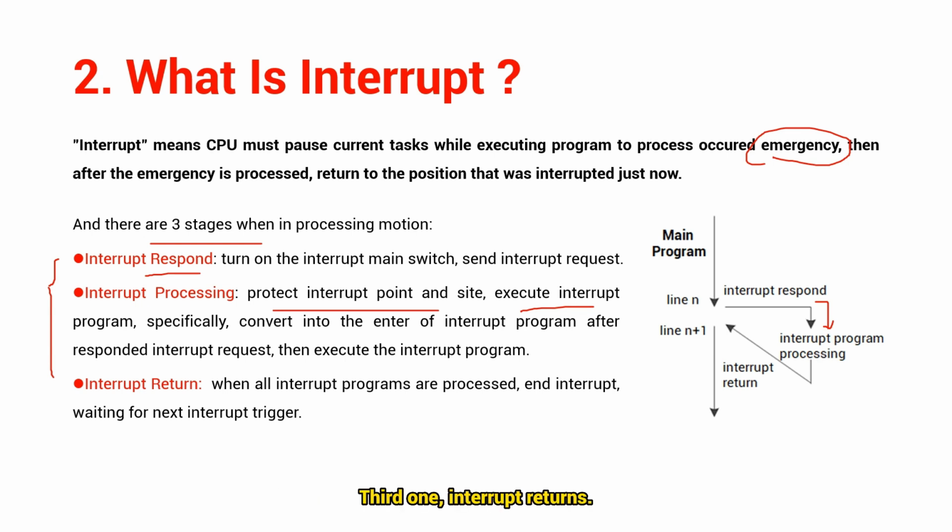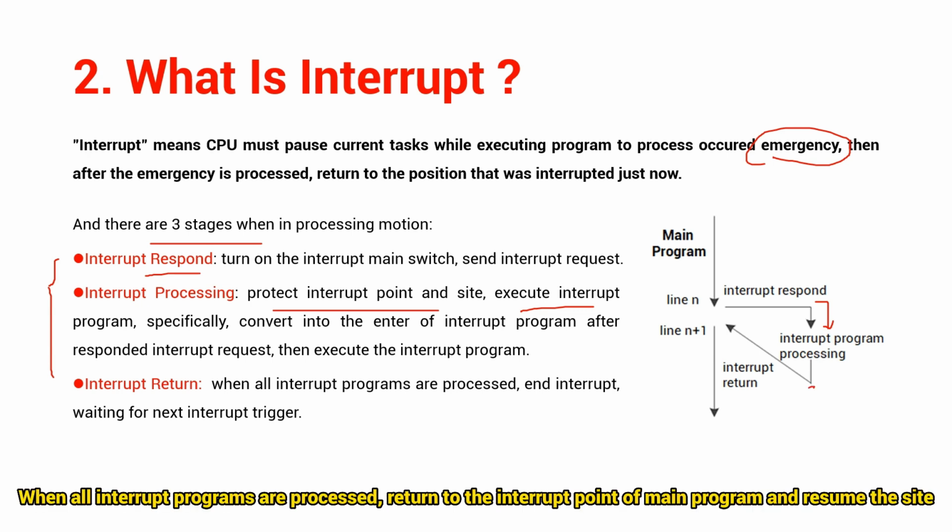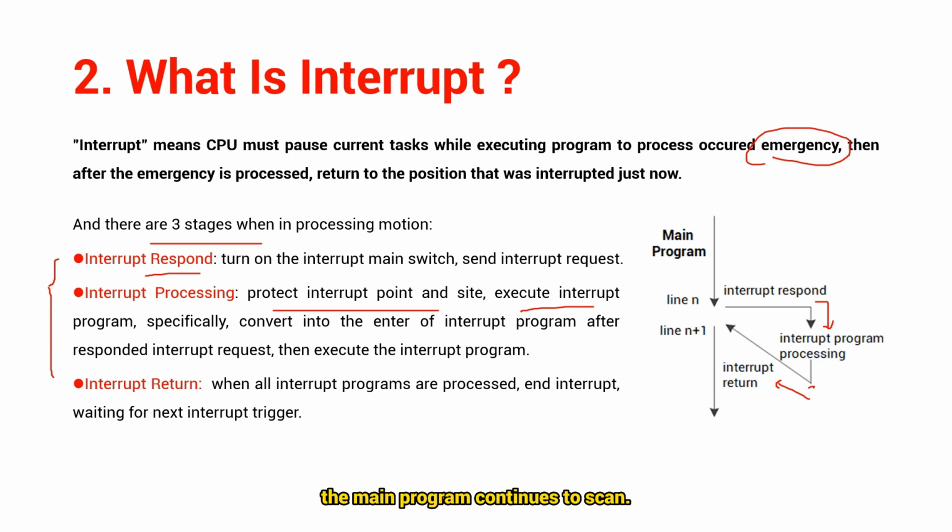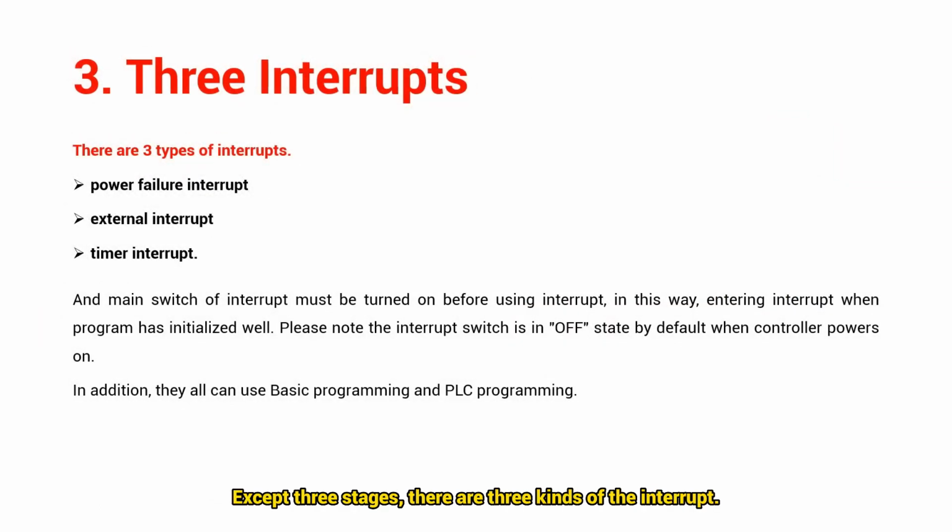Third one, interrupt return. When all interrupt programs are processed, return to the interrupt point of the main program and resume the site. The main program continues to scan. Besides the three stages, there are three kinds of interrupt. They are power failure interrupt, external interrupt, and timer interrupt.